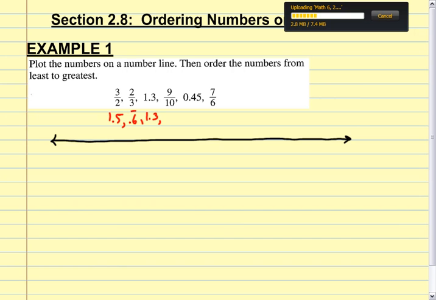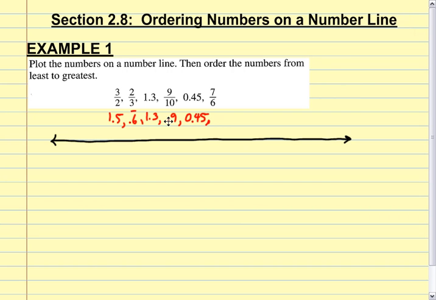All right. Now let's keep going here. 9/10 as a decimal. Elise, what is 9/10 as a decimal? It's 0.9, okay? The next one is already a decimal at 0.45. Can someone tell me, they've got their calculators in front of them, what is 7/6 as a decimal? See, if we put them all in the same format, it makes it easier for us to see which one's the biggest, which one's the smallest, okay?